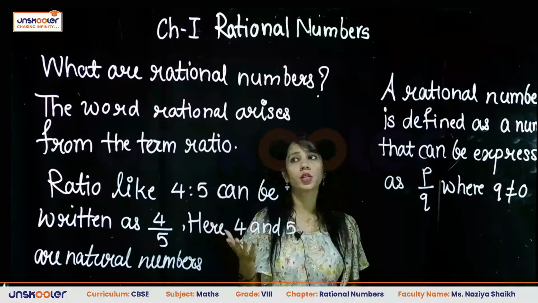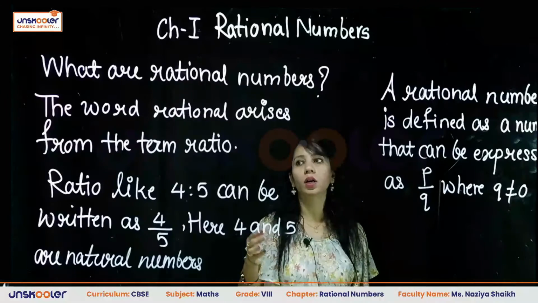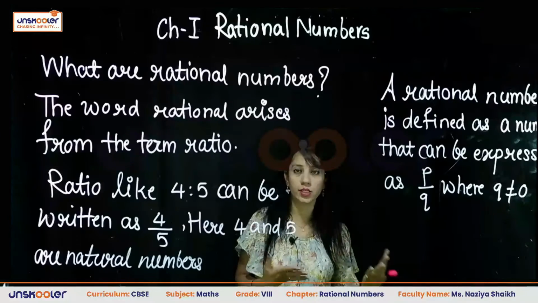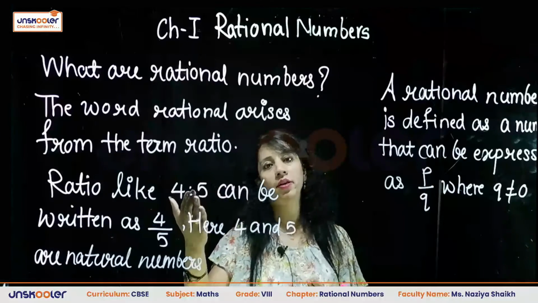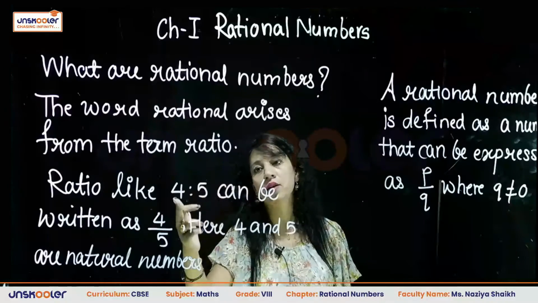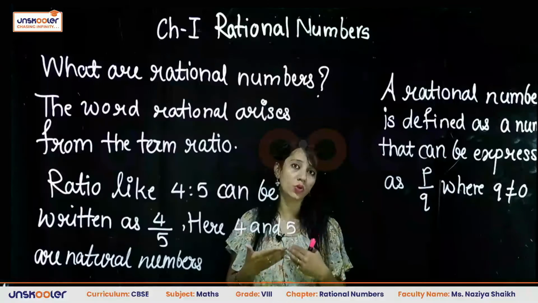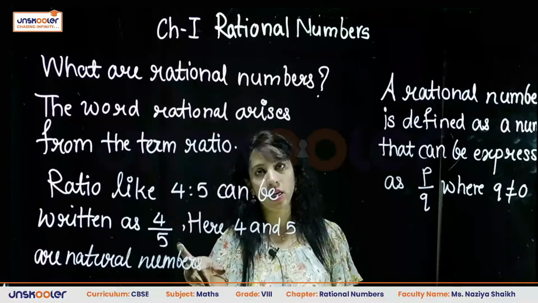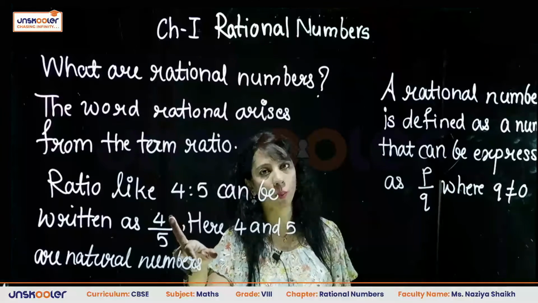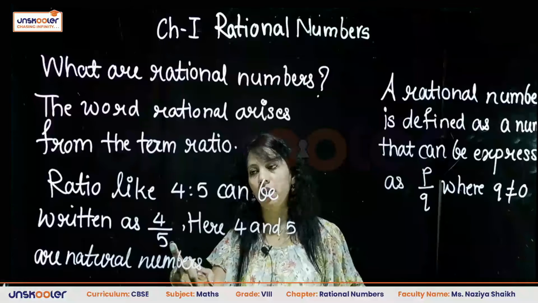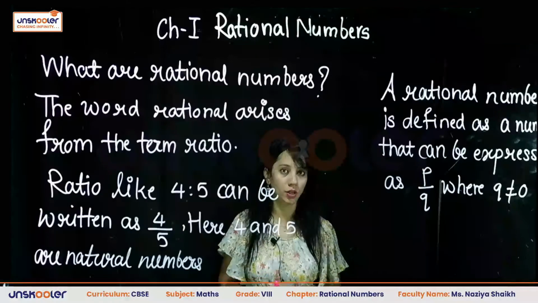So the word rational arises from the term ratio. You have already learned this in your previous classes. What is ratio? You all know ratio can be written like this, this is an example. You can see that I have written 4:5. Now 4:5 can be written in the fraction form, that is 4 upon 5. It means that out of 5, 4 parts, right? So here 4 is the numerator and 5 is the denominator, and 4 and 5 are natural numbers.